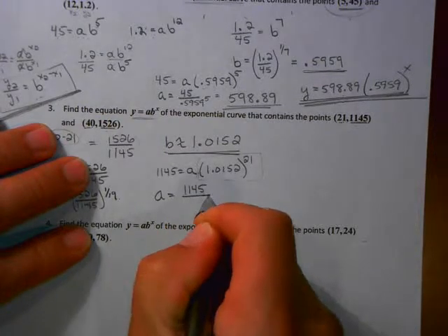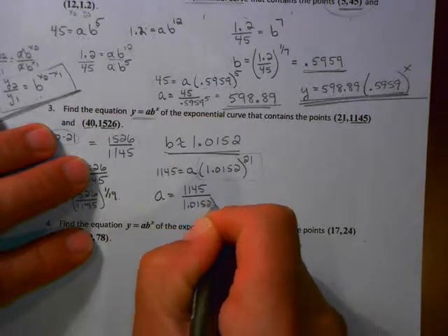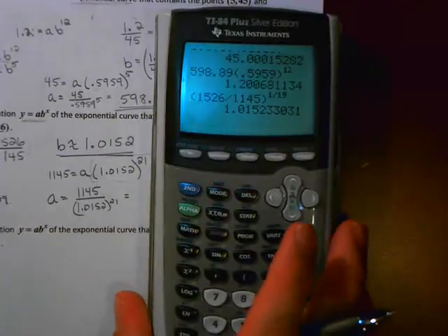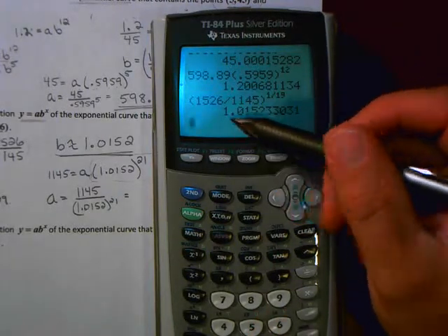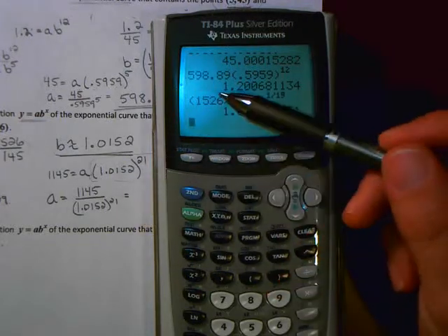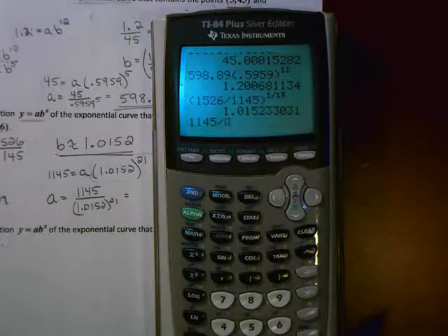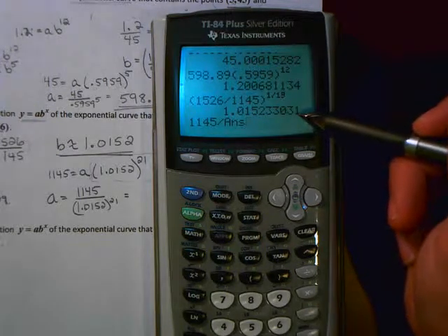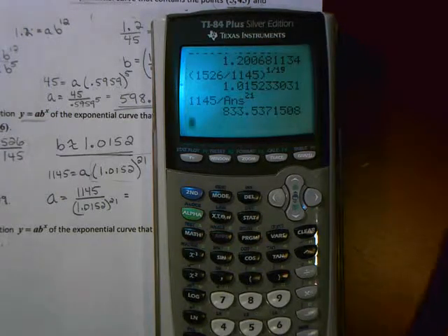So a equals 1,145 divided by 1.0152 to the 21st. Which equals, now if I come over to here, notice how that number is stored. This isn't my rounded number. So if I'm going 1145 divided by that number, so 1145 divided by second negative will be that answer, and that answer is my previous line that hasn't been rounded yet. So I'm going to raise that to the 21st, and we're going to get 833.54.